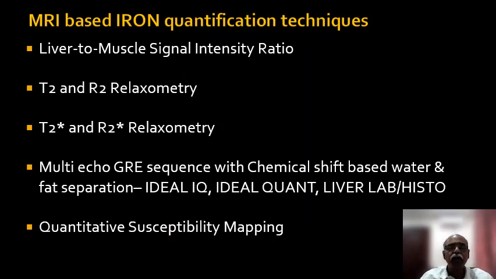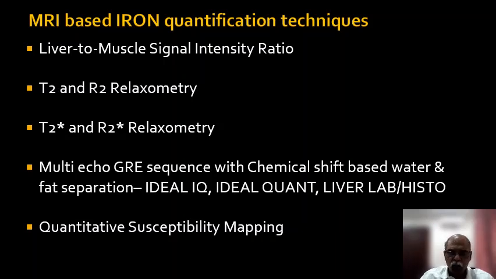What are the MRI methods now? There are a couple of MRI methods. We'll go into detail about the main method, and then we'll just skip through the basic methods. Most simple method is known as liver to muscle signal intensity ratio. Very simple. I'll show you in a couple of slides. Then T2 and R2 relaxometry.